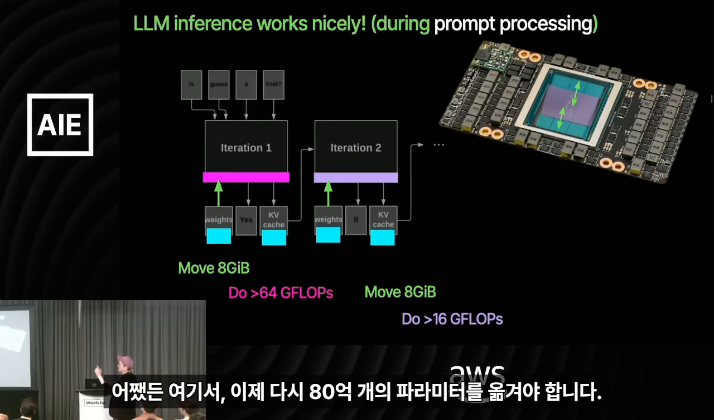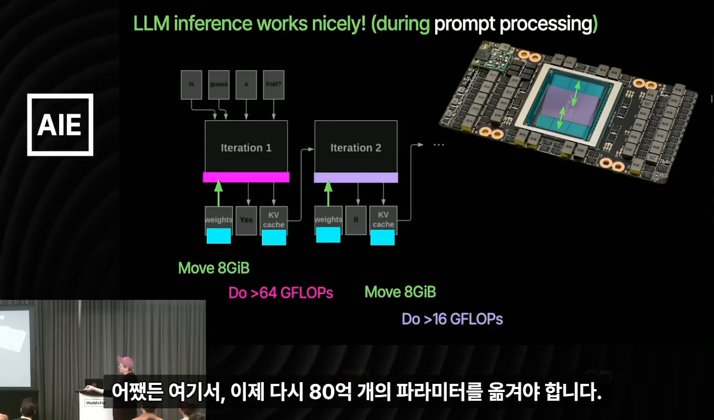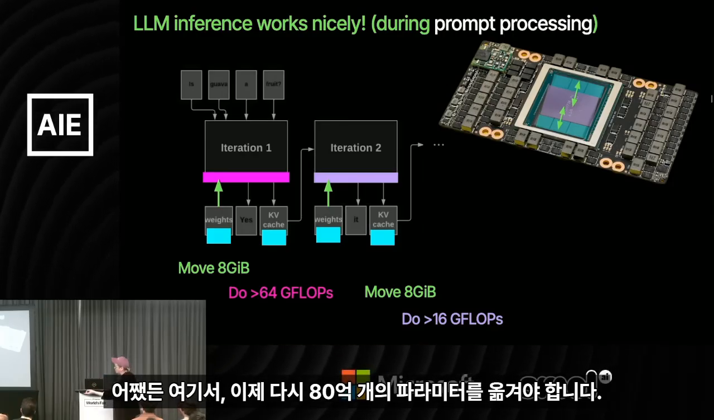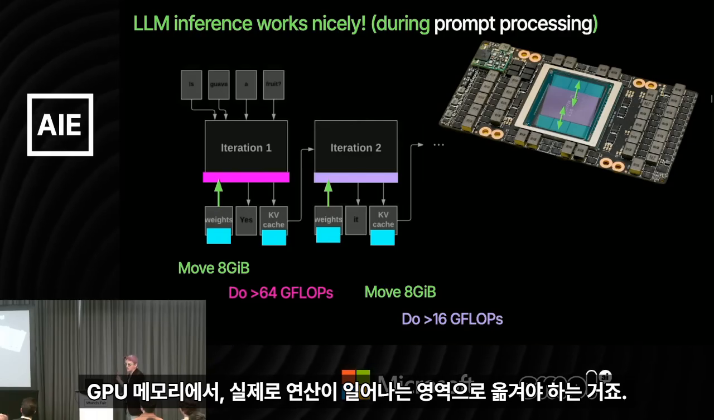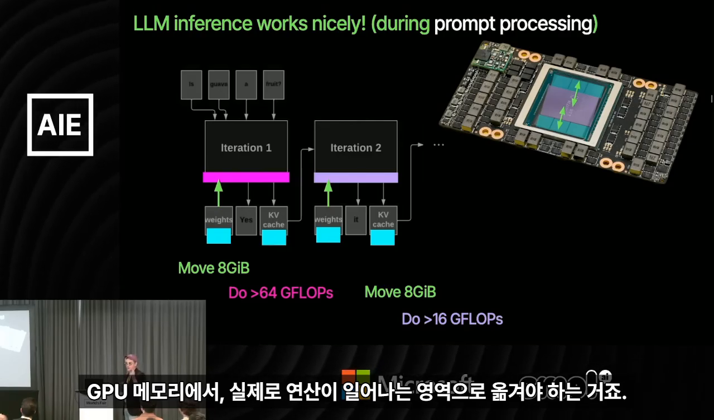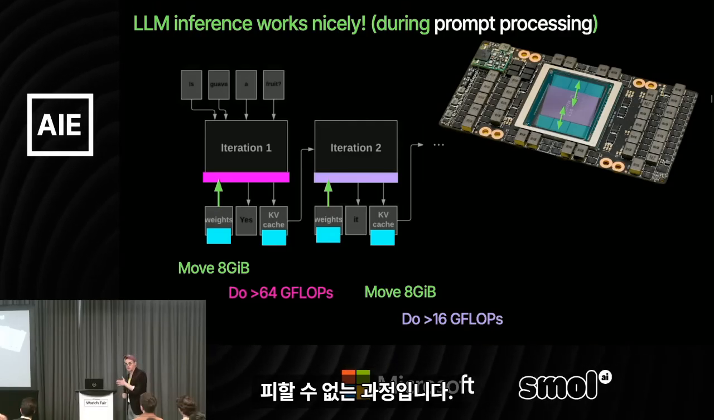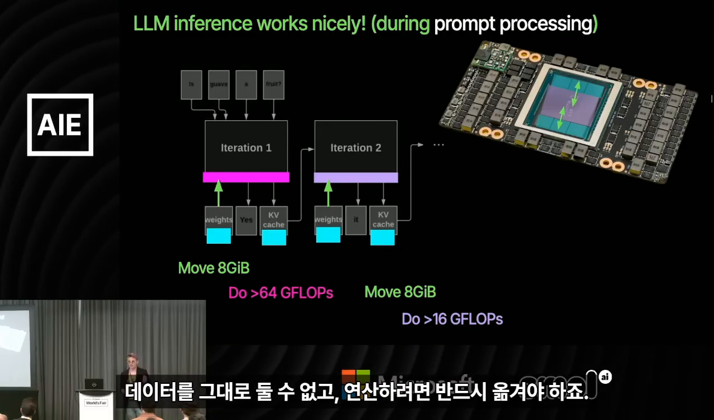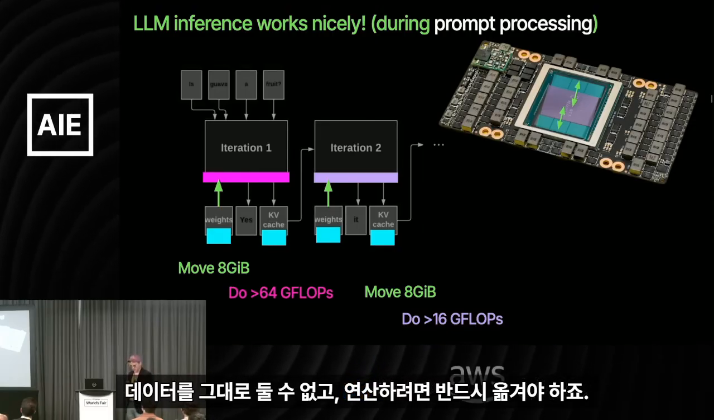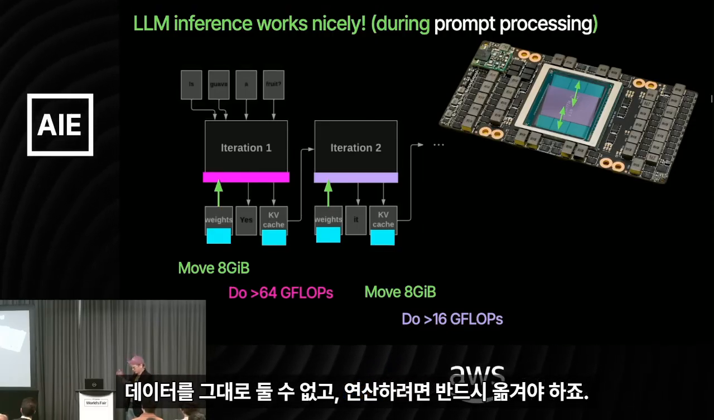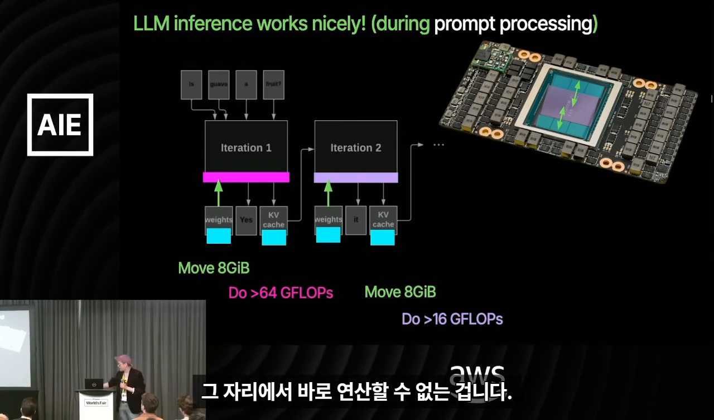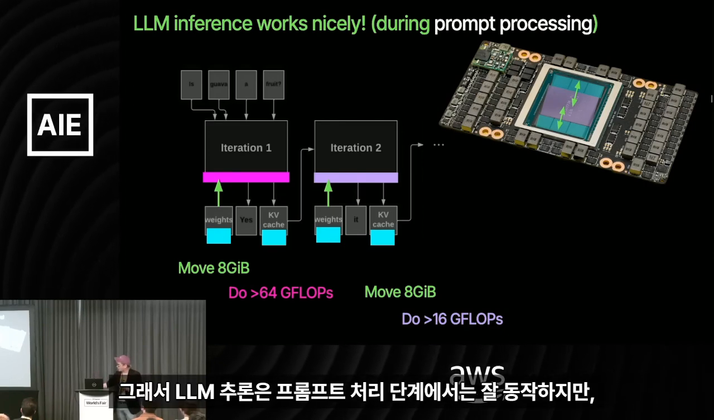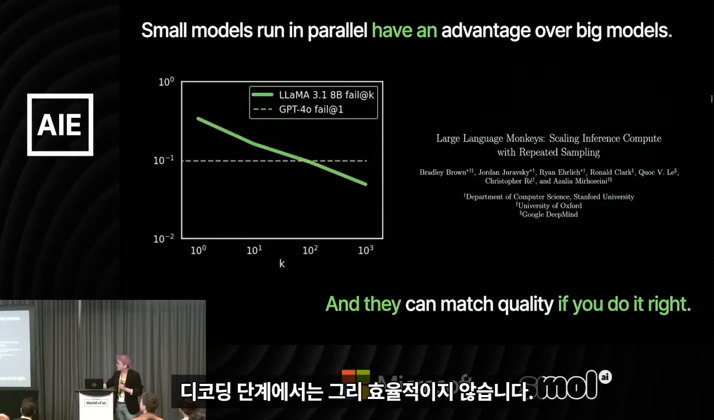Anyway, the key is that when you then need to do decoding, you now need to move those 8 billion parameters again, from the GPU's memory into the place where the compute happens. It's von Neumann architecture. You can't compute on stuff in place. So LLM inference works great during prompt processing, not so much during decoding.